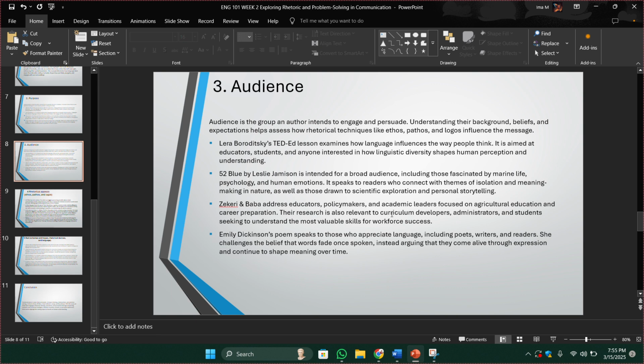In Zakaria and Baba, the audience are educators, policymakers, and academic leaders. While Emily Dickinson speaks to anybody who appreciates language, such as poets, writers, and readers.